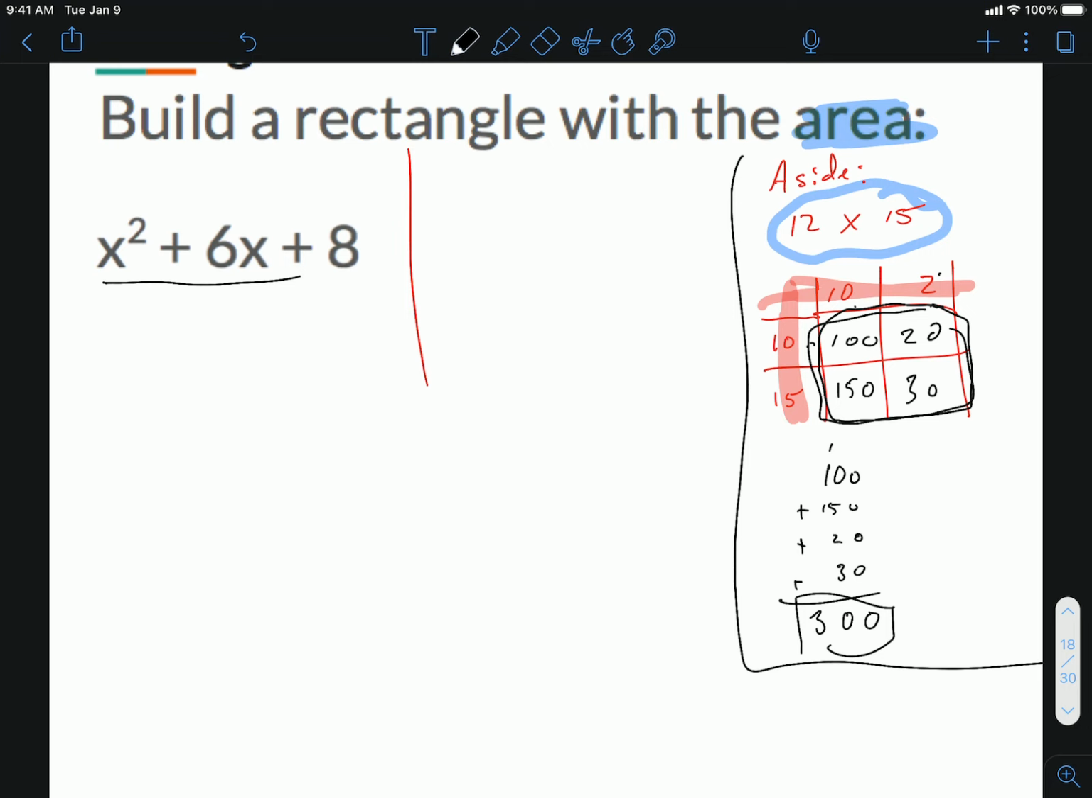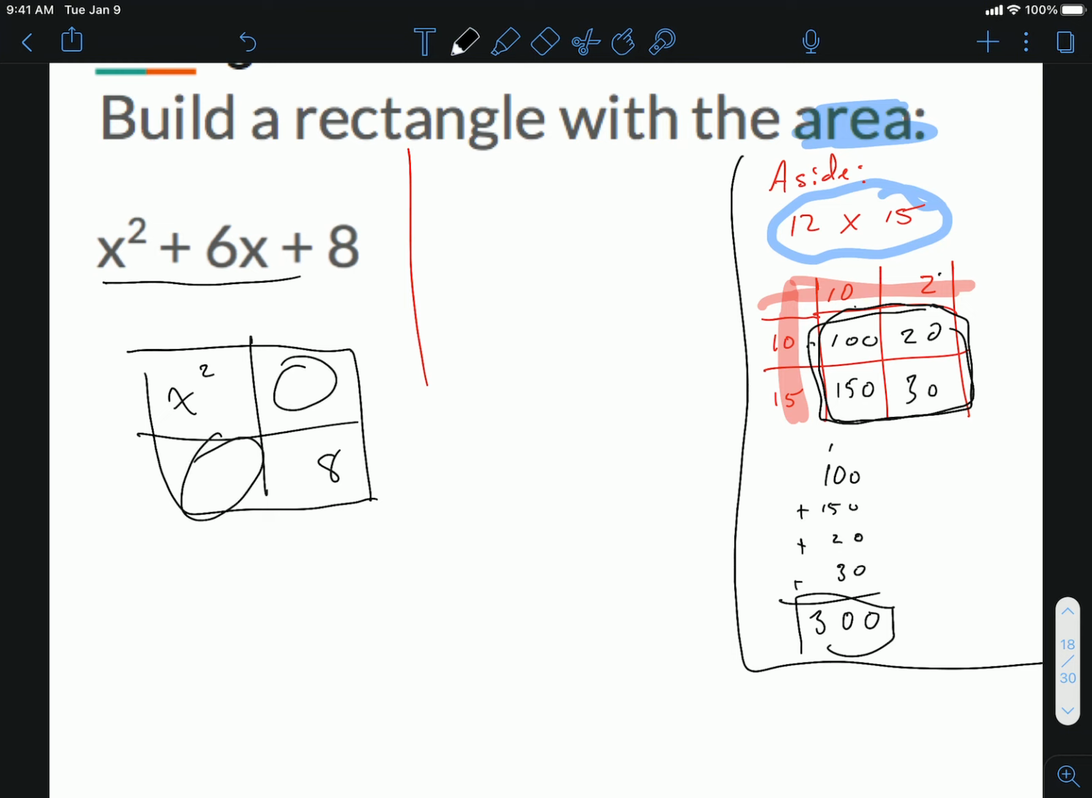what to do here. So I'm going to build this with the table. Okay? So I'm going to go, okay, x squared and 8. Okay, I've got a little table. The problem is, I don't know what goes here and what goes here.